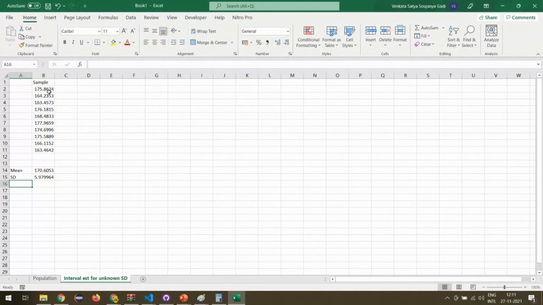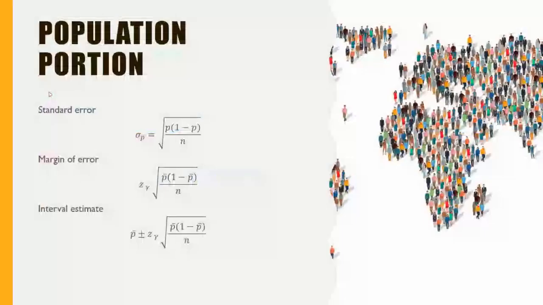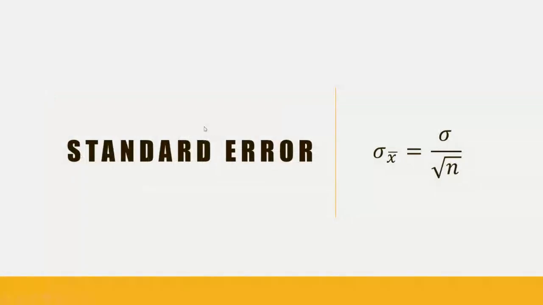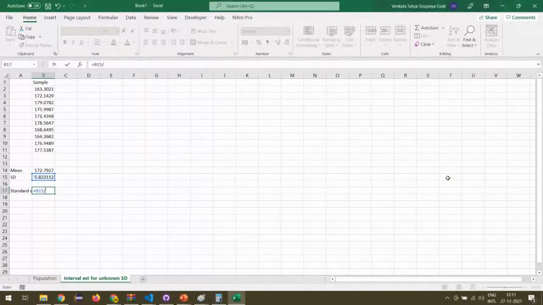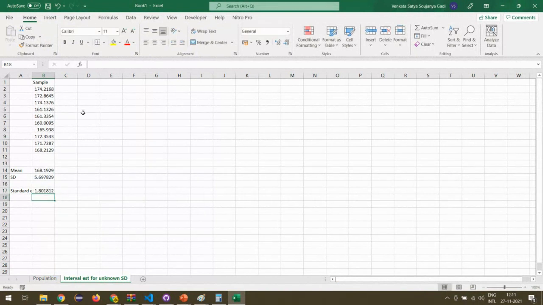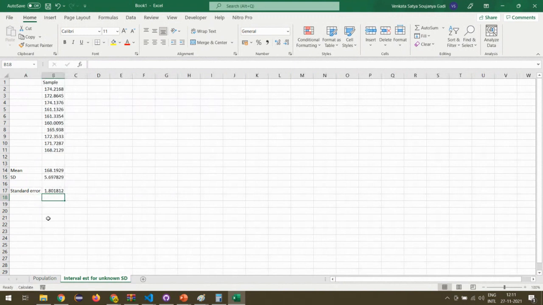And the next thing we have to do is the standard error. Remember the standard error we were talking about here. I'll show you the formula. Standard error is standard deviation divided by square root of n. Here we have this one divided by square root of n. Right? So everything else remains the same as what we have done.